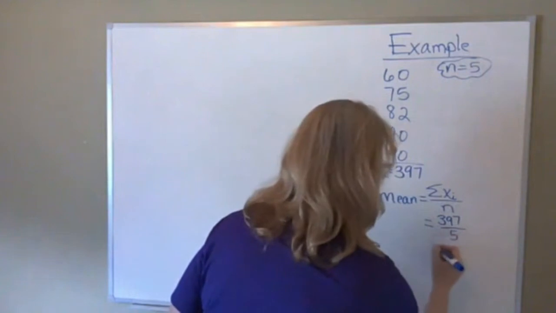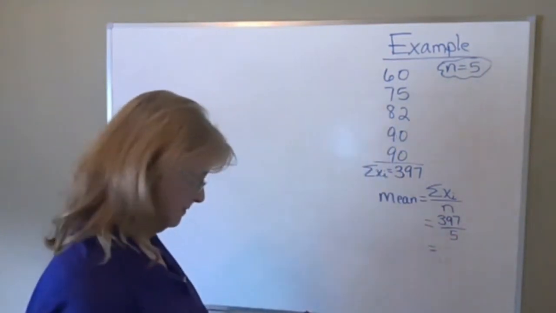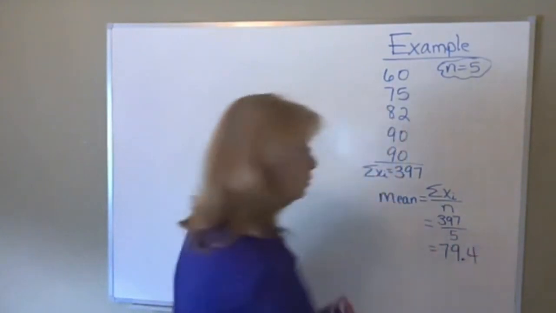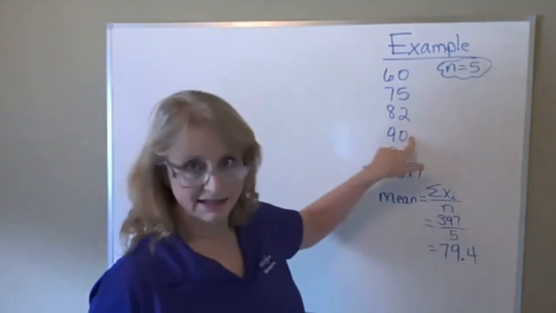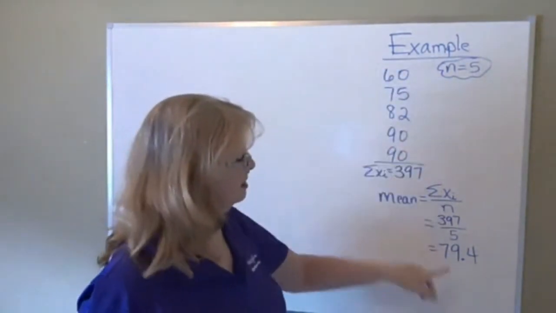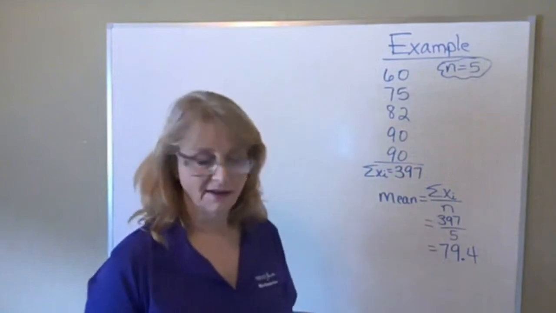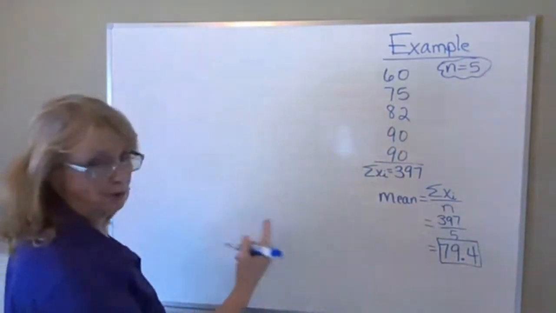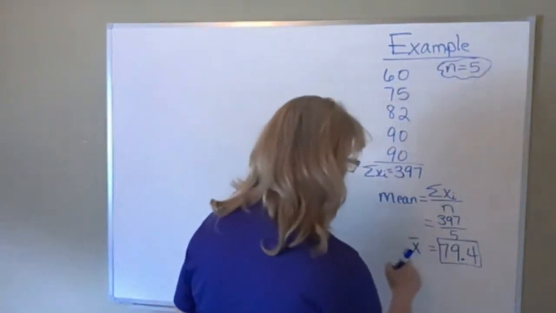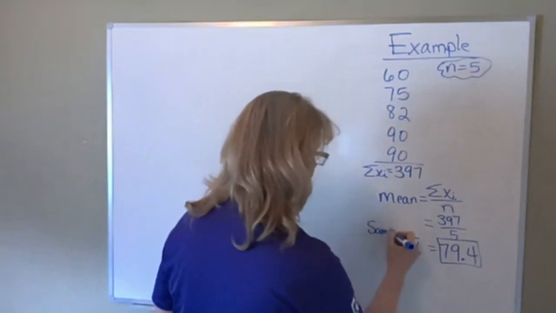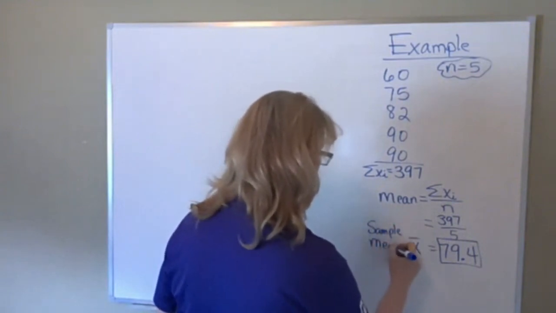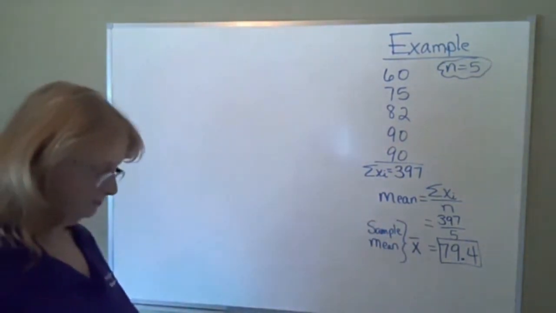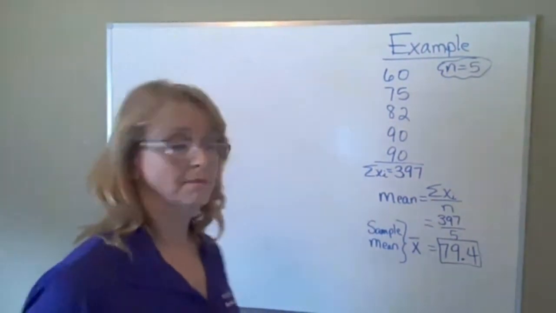So I'm going to take 397 and I'm going to divide by 5. And that gives me 79.4, which is already one place past the data. The data is whole numbers. So this came out even to 79.4, and there's the mean. And since this was a sample mean, it would be X bar, sample mean. So everybody was able to find the mean, correct?